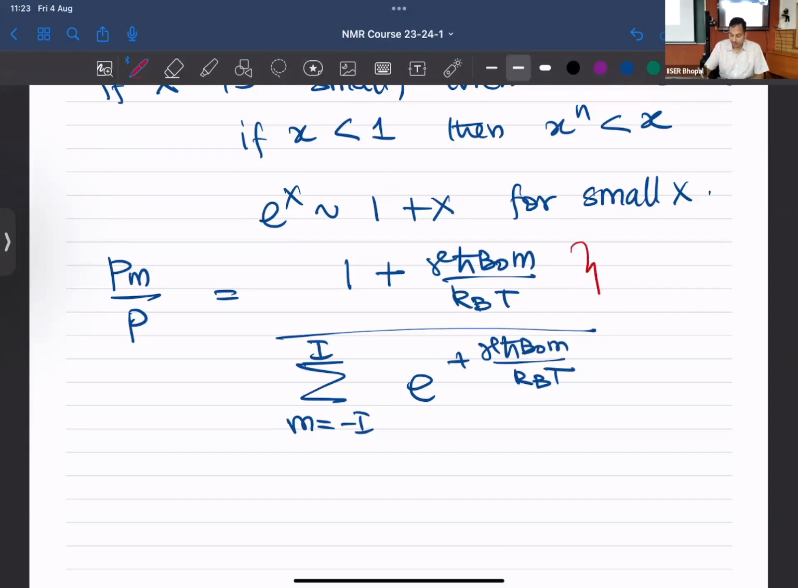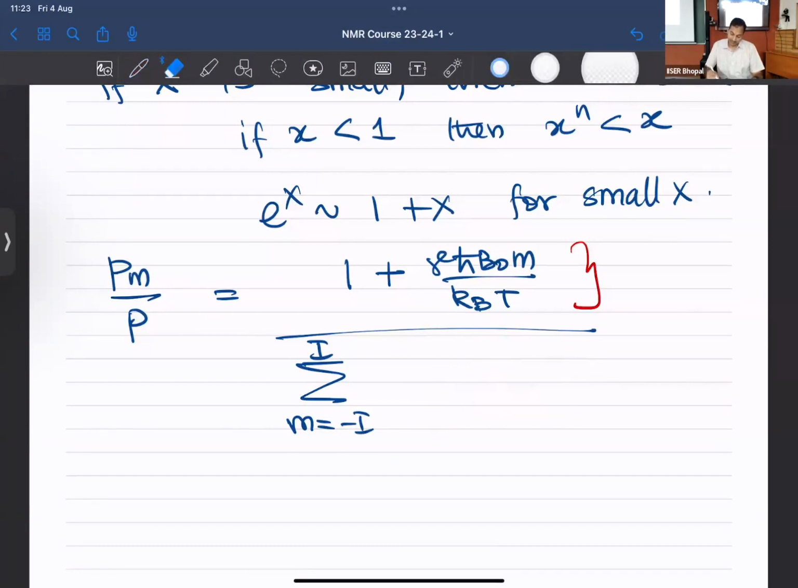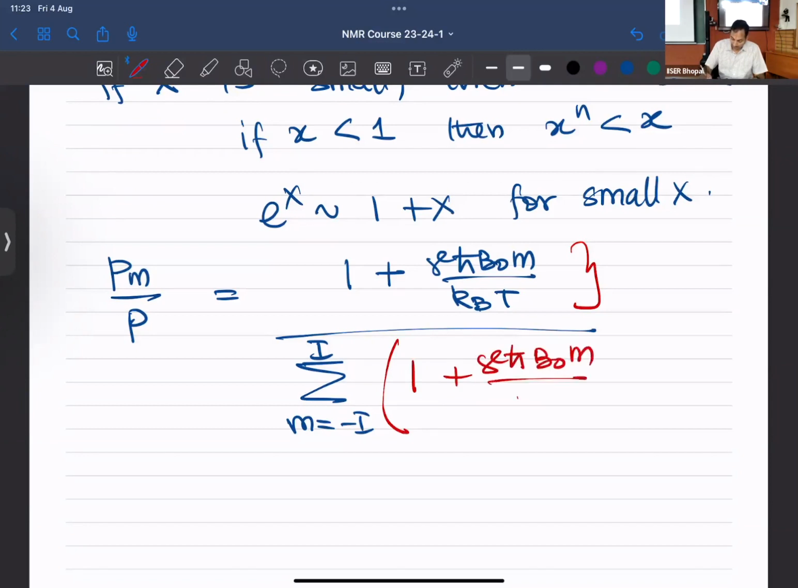As much as we applied the approximation to the numerator, you can still apply that to the denominator as well. The reason why I didn't write this is that I want you guys to think. Realize that it is also going to get expanded with m being one of the indices. So let's write it. So this is going to be 1 plus gamma h cross B naught m by kBT. And what are the indices of m? It goes from minus I to plus I, correct?